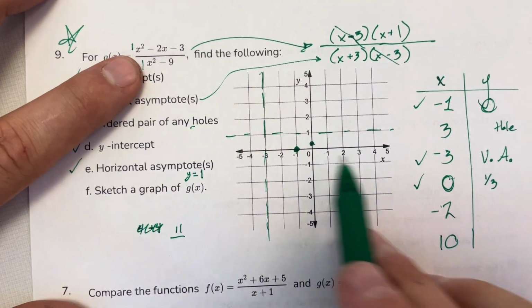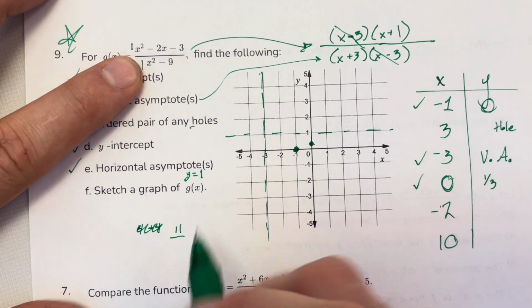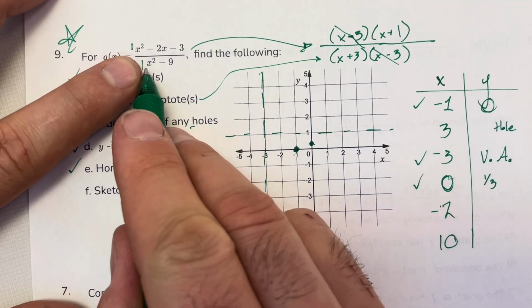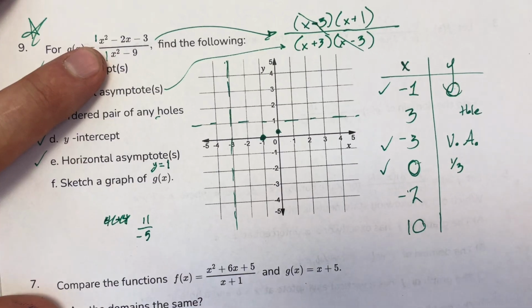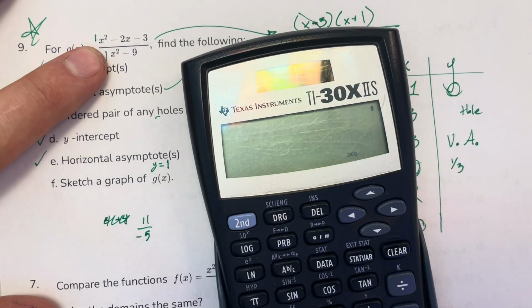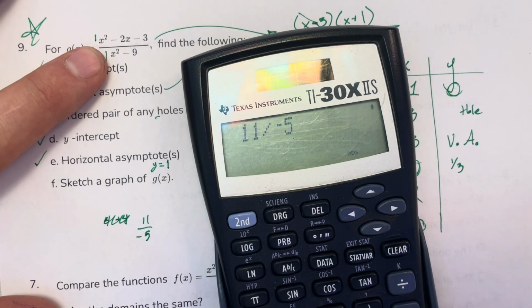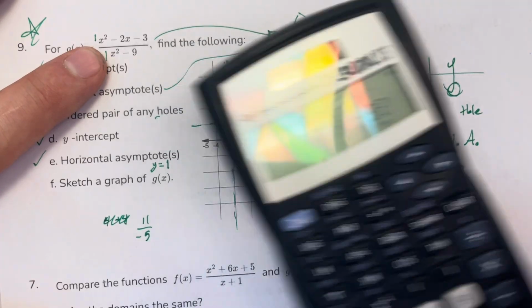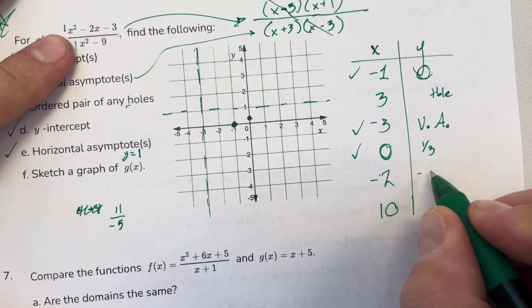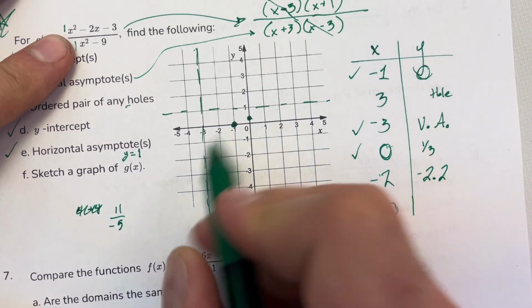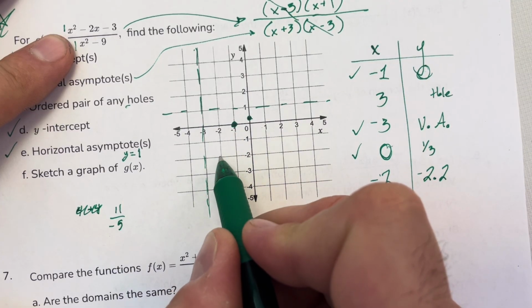And on the bottom, if I put in negative 2 and squared it, I get 4. And I would have 4 minus 9, that would be a negative 5. Yeah, and what is 11 divided by negative 5? Yeah, negative 2. Okay, so negative 2 and a fifth. So if I go to negative 2, I get negative 2.2. So negative 2, I go down negative 2.2. That is where my point is.